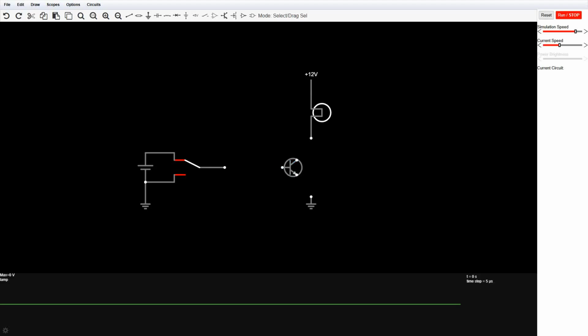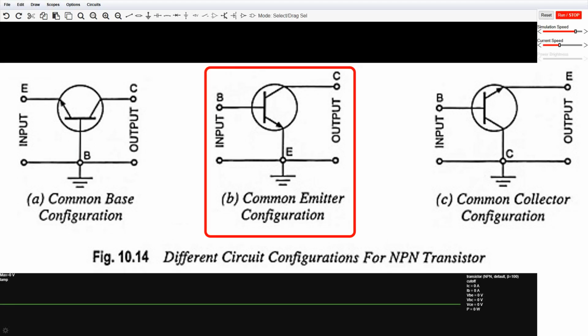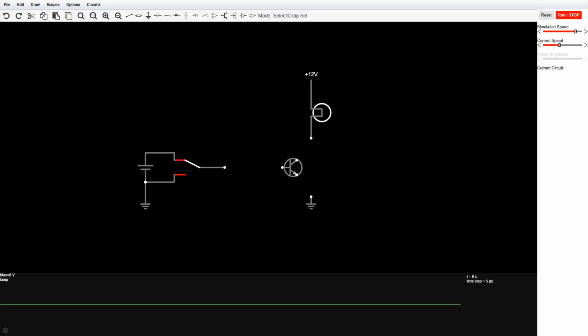There are three ways to hook it up: common base, common emitter, or common collector. We'll use the most common, the common emitter. Imagine the signal source as a battery. Plus goes to the base, minus to the emitter. And the load current flows between the collector connected to the lamp and the emitter connected to minus.